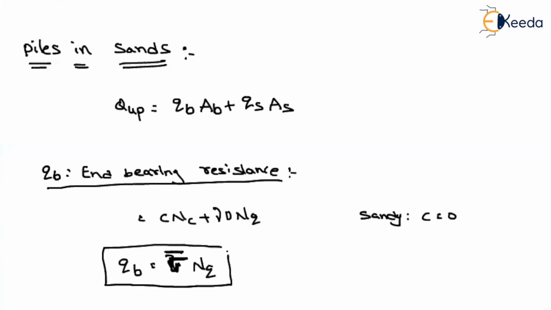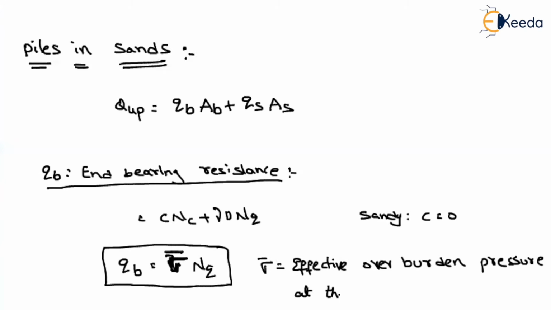So what is QB? End bearing resistance. What is sigma bar? That will be nothing but the effective overburden pressure at the tip of the pile. And the Nq value, they will mention in the question. No need to remember anything. Okay, this is about the end bearing resistance.